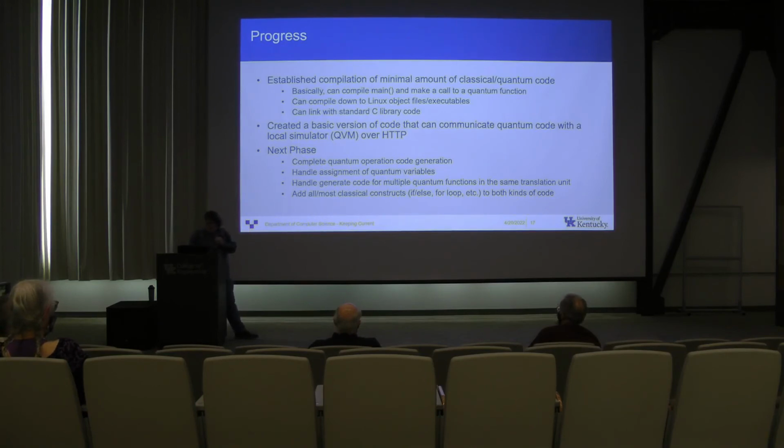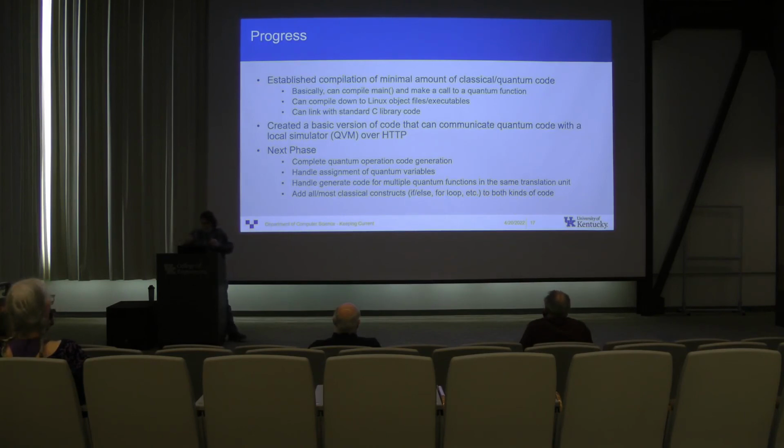And the next phase for my project is complete code generation for all the quantum operations I showed before, handle assignment of quantum variables, consider what it needs, maybe, for example, see if all that checks out, make sure that's consistent. Obviously, handle generating code for multiple quantum functions, at least in the same file. There is a potential issue in figuring out how do I link them across translation units, but I'll get to that bridge once I get there.